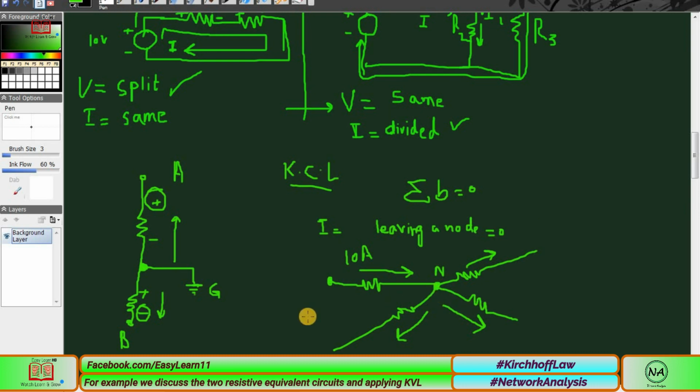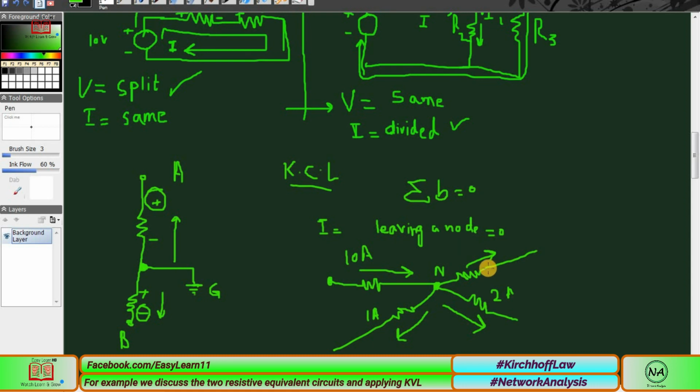to different branches through this node. Because if, for example, 1 ampere current is exiting through this point, and 2 ampere from this point, that is 3, then 7 must be entering through this point, to make sure that the combination of the leaving must be equal to the combination of the entering. Entering towards the node is the 10 ampere, while the leaving is 1 plus 2 plus 7.